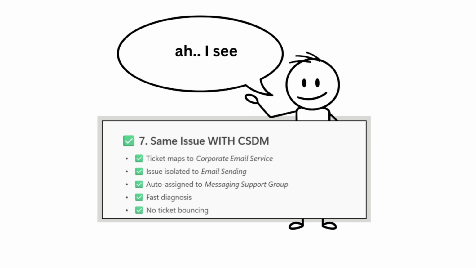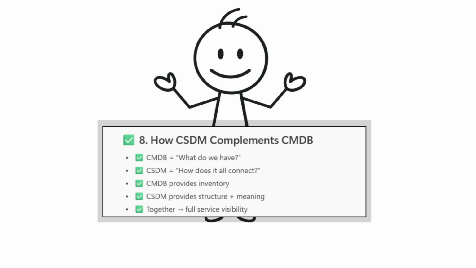Okay. So now one more thing. Let us understand how CSDM complements CMDB. A CMDB is basically an inventory. It tells you what servers you have, what applications you have, what databases you have, and what network devices you have. But a CMDB does not tell you how all this data fits together to deliver a business service, right? And that's where CSDM complements CMDB. CSDM gives CMDB a proper structure, relationships, ownership, proper meaning, and business to technology mapping.